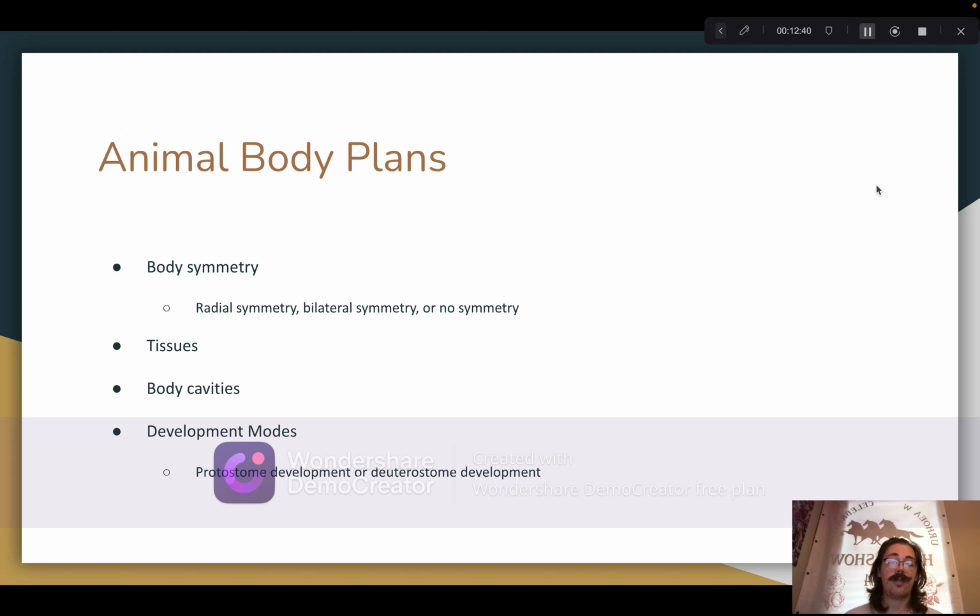Moving on from body cavities to development modes, some animals undergo protostome development, which is primarily differentiated from deuterostome development by discrepancies in cleavage and the formation of coeloms, and also whether the mouth or the anus forms first. Animals that exhibit protostome development, their mouths form before their anus, and animals that exhibit deuterostome development are the opposite. Their anuses will form before their mouths.